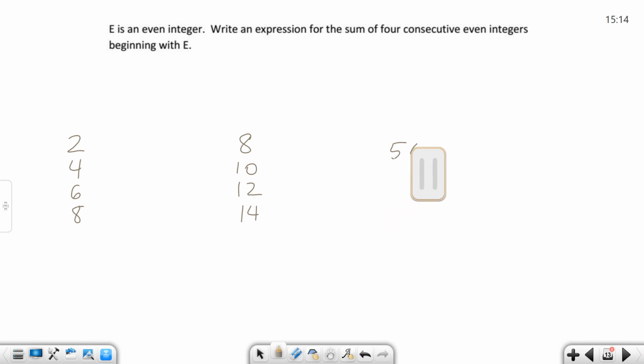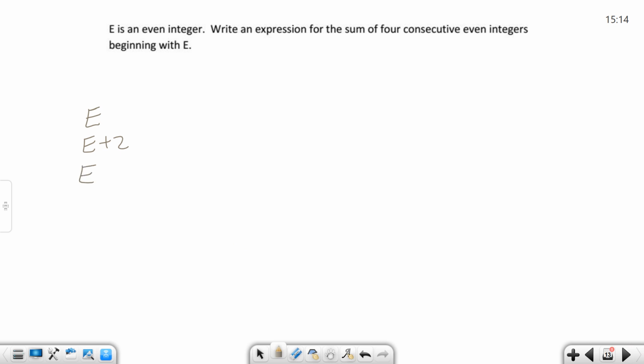So erase all my examples here. The first one is an even number e. The next even number is going to be add 2 to it, right? Whatever it is, add 2 to it. And the next one is going to be what? Add 2 to this one, right? Which is going to be what? Plus 4. And then if you add e plus 4 plus 2, you get e plus 6. That's four consecutive even integers. Okay?